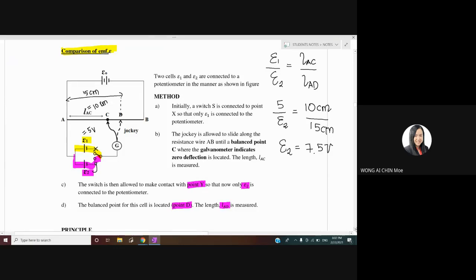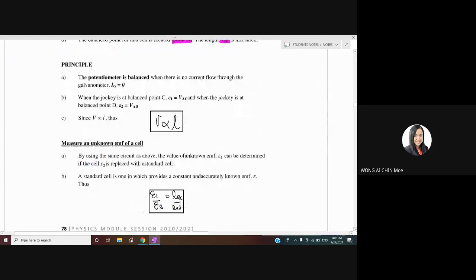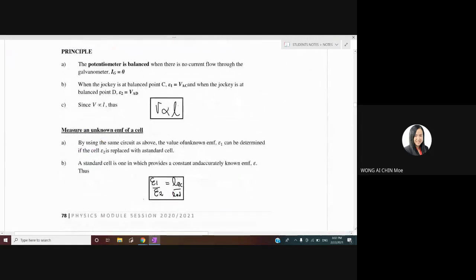Okay, next we continue. The potentiometer is balanced when there is no current flowing through. When there's no current flowing through, we say it is at the balance point, where the current flowing through the galvanometer is equal to 0. When the jockey is balanced at point C, epsilon 1 is equal to VAC. And when the jockey is at the balance point D, epsilon 2 is equal to VAD.